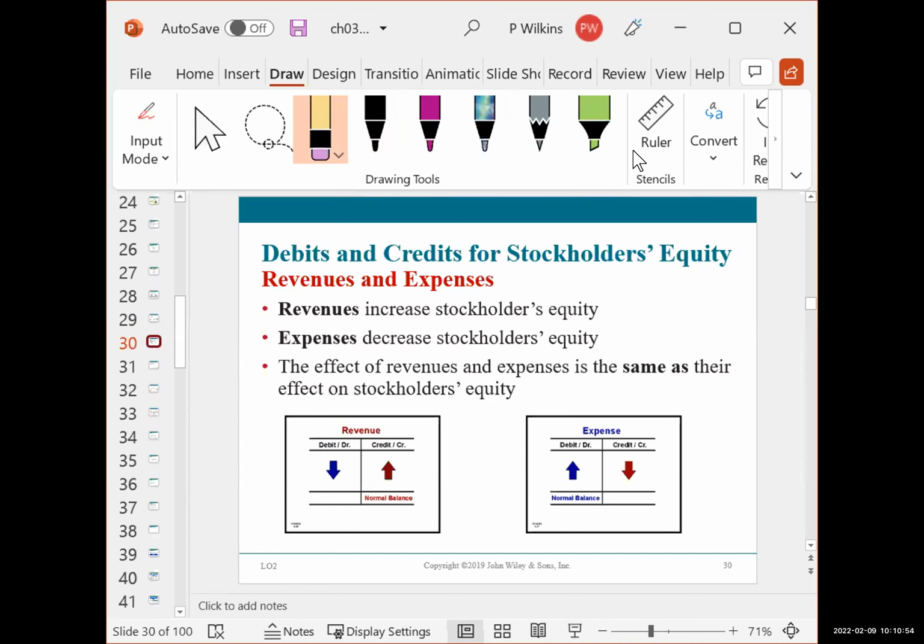Revenue. So revenue, and this one confuses a lot of people because they're like, revenue, that's the money you're making. Why is it a credit balance? It's a credit balance because of the accounting equation. Okay. So revenue has a credit balance. So to make it go up, you're going to credit it. Expenses have a debit balance. So to make it go up, you're going to debit it.